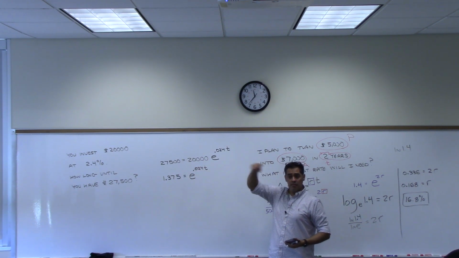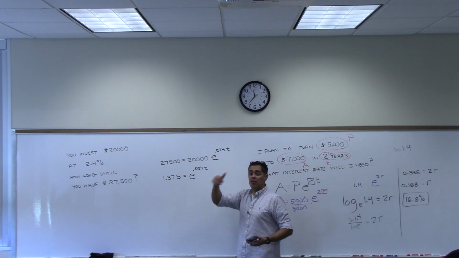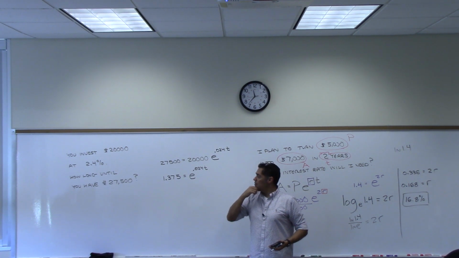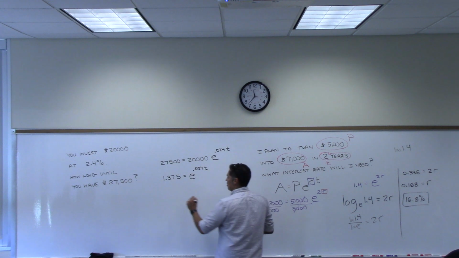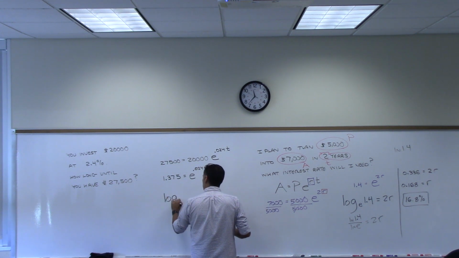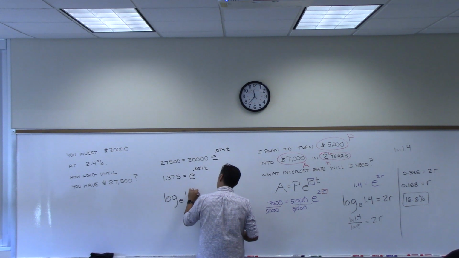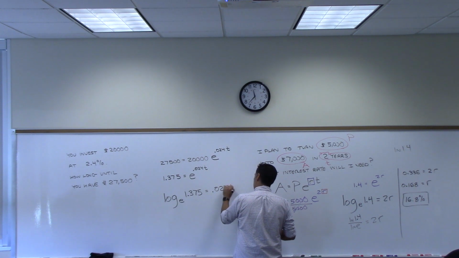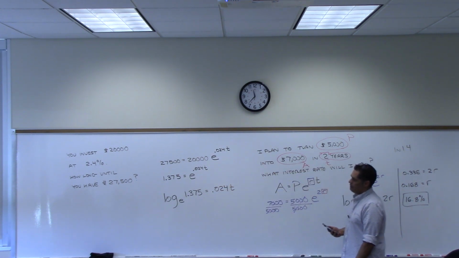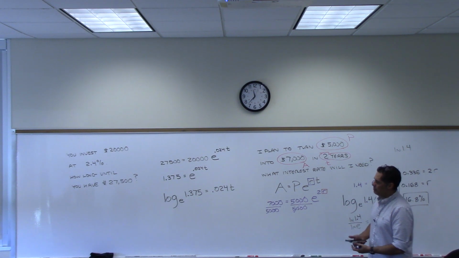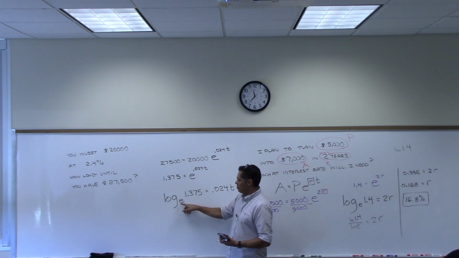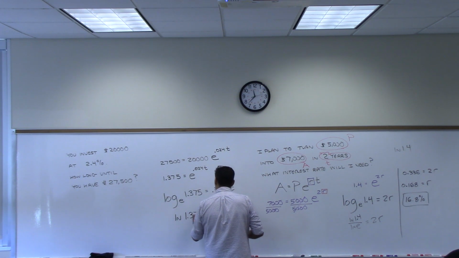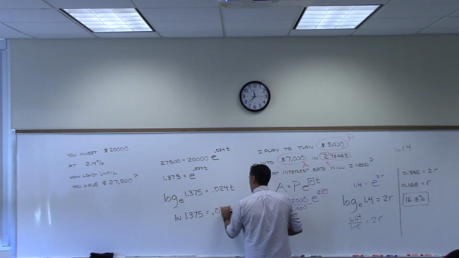Do you have that? Do you all have this next line? Oh, you got it? You feel better about it? Okay. Now rewriting this as a logarithm, log base e of 1.375 equals 0.024t. Because it's log with an e here, you can go straight to natural log: ln of 1.375 on your calculator equals 0.024t.